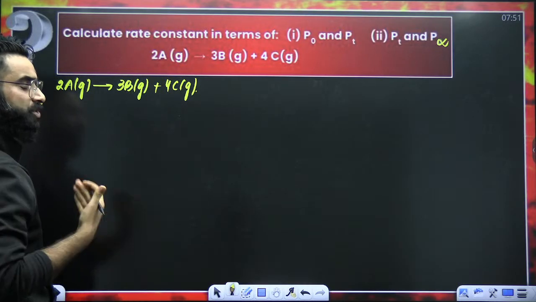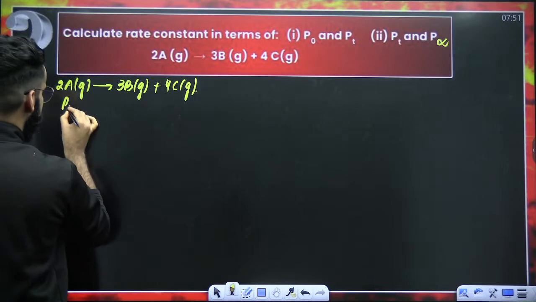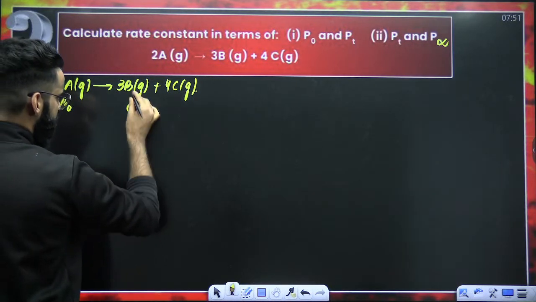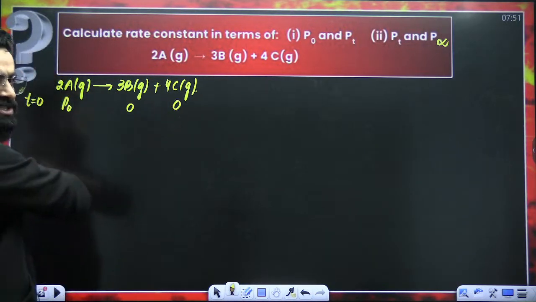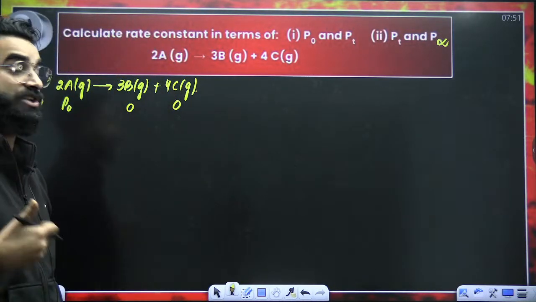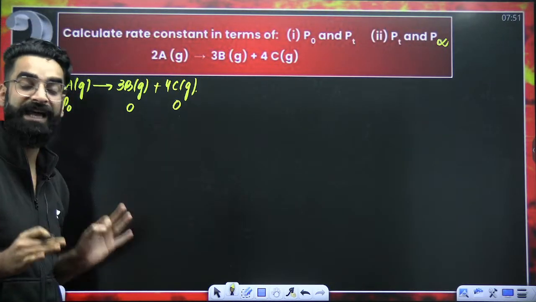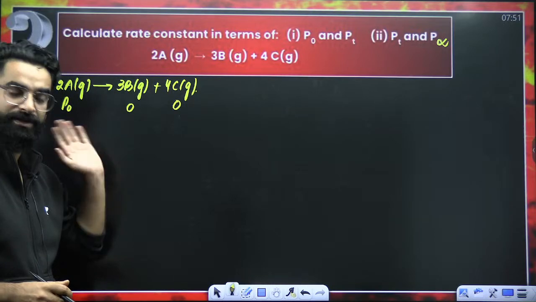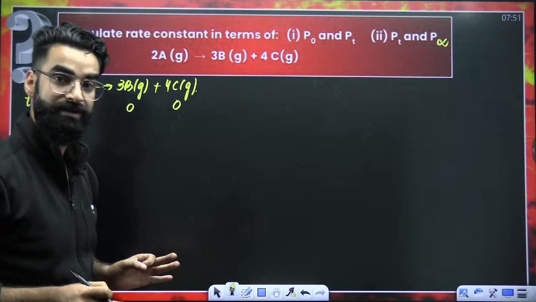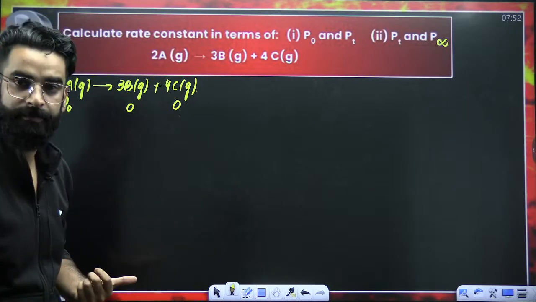So there is only one gas in the container at time t is equal to 0. Whatever is the pressure of the system at time t is equal to 0, that is due to A, which I'm representing with P naught. So pressure due to B and pressure due to C at time t is equal to 0 is 0, right? Because the reaction has not started yet. Product formation has not been done yet, right? So there is only one gas in the container at time t is equal to 0, that is A. So whatever is the total pressure at time t is equal to 0, that is due to A, which is equal to P naught, right?